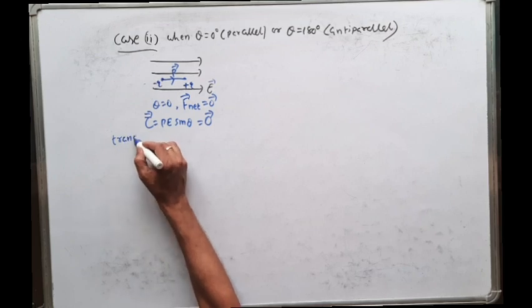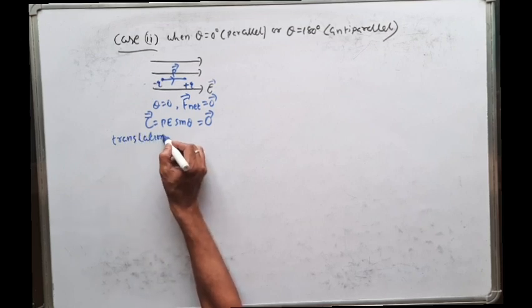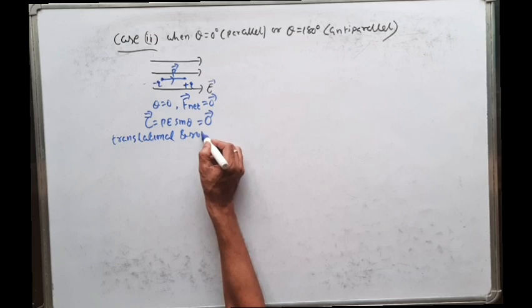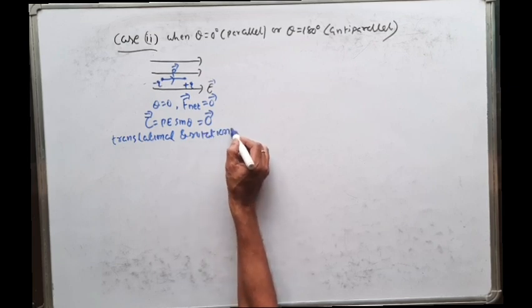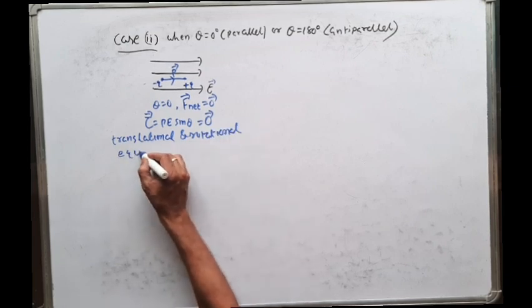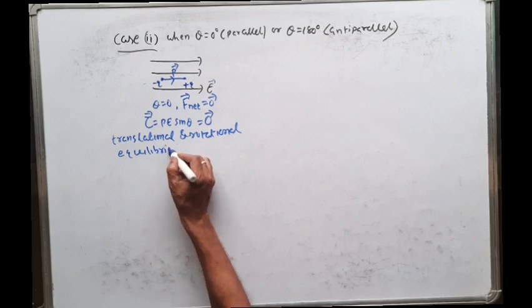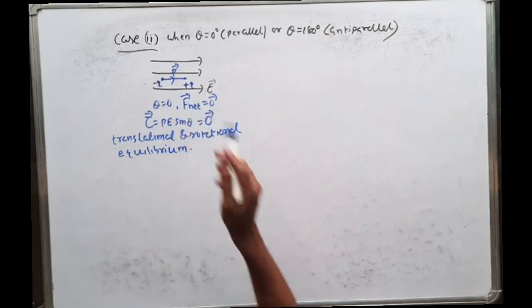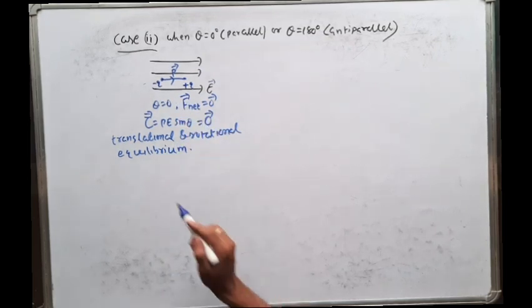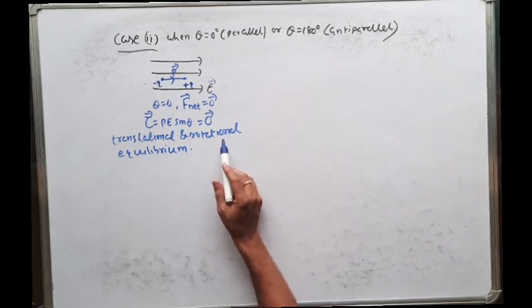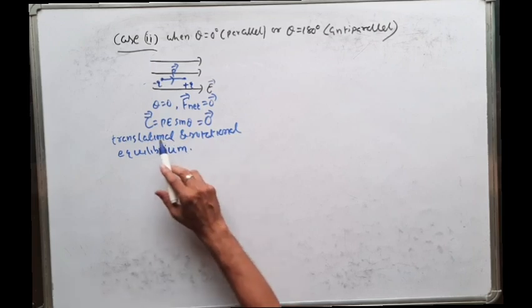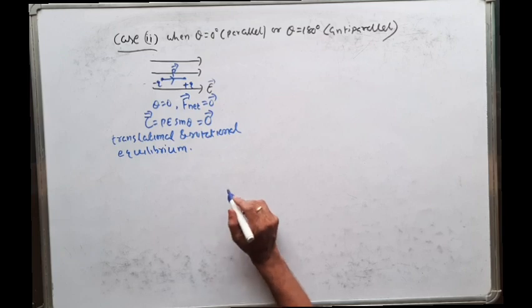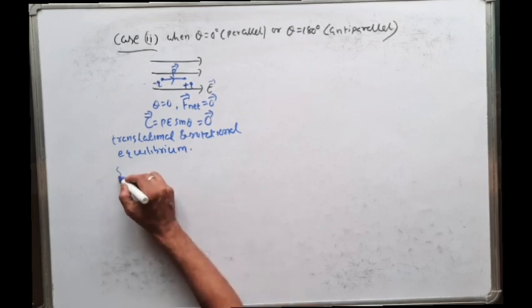So it is called translational and rotational equilibrium. Both will be. So the total dipole is in translational equilibrium as well as rotational equilibrium, because net torque is 0 and net force is equal to 0. Then it is also called stable equilibrium.